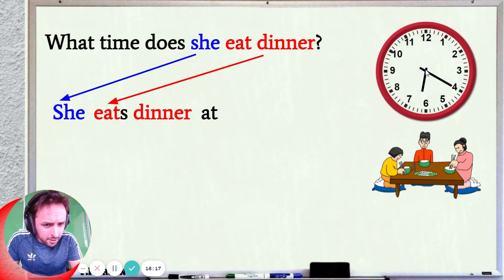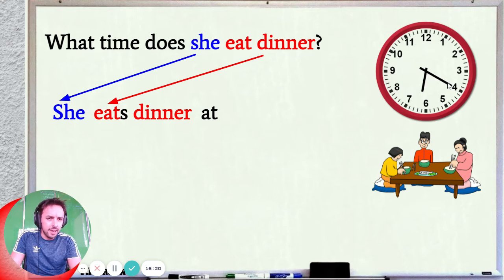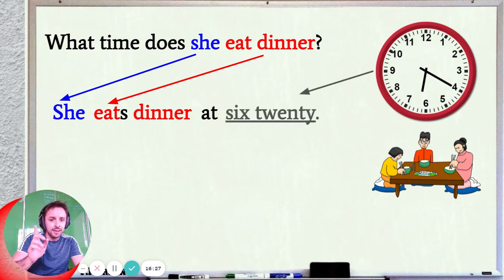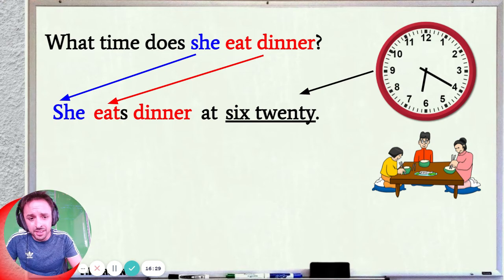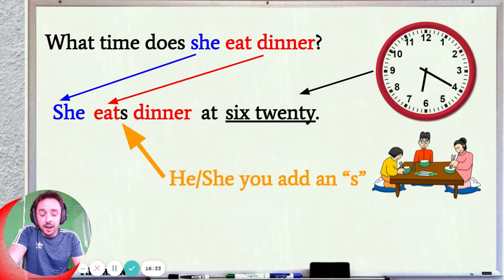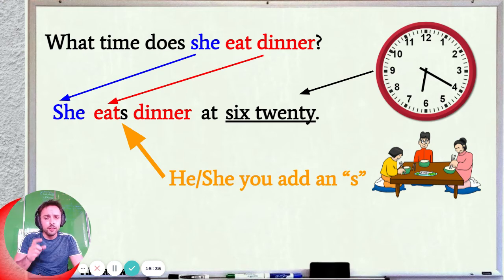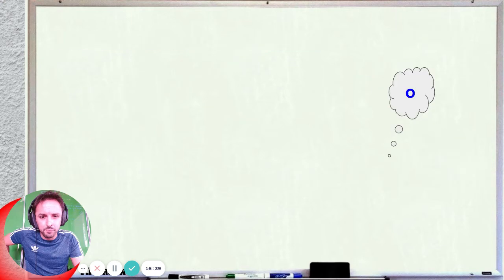Let's look up here. Small hand is at 6. Big hand is at 4. 4 times 5 is 20. So she eats dinner at 6:20. She eats dinner at 6:20. Okay. And remember, he or she, you add an S to the verb.